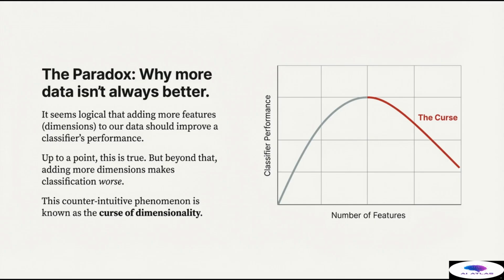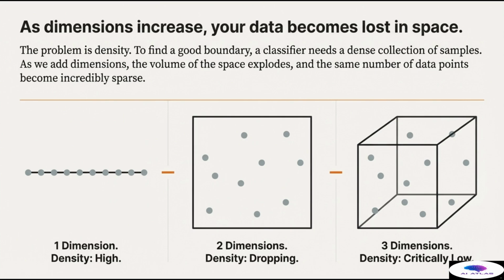The reason classification performance drops in high dimensions boils down to one fundamental problem: density. To successfully find a reliable decision boundary, a classifier needs a dense concentration of samples within its region of influence. As we increase the number of dimensions, the volume of the space explodes exponentially, and the fixed number of data points we possess becomes incredibly sparse. Imagine a simple one-dimension line. If we place 10 data points along it, the density is high.